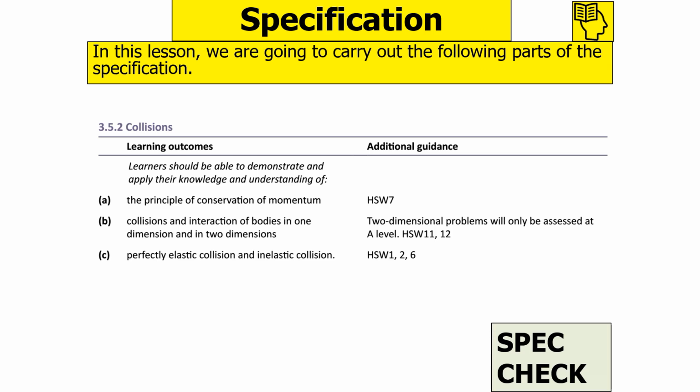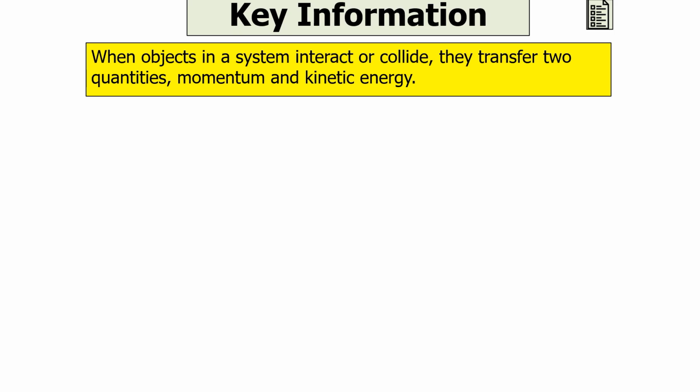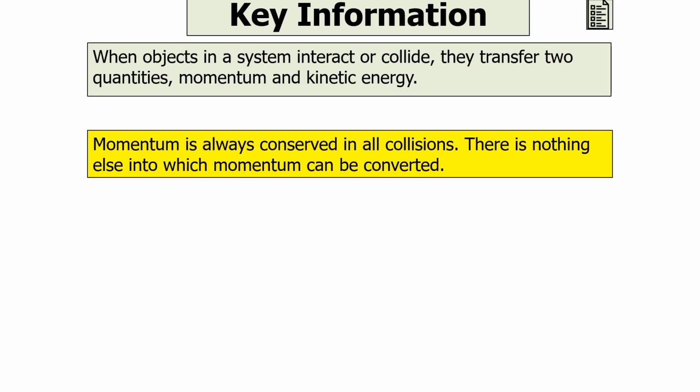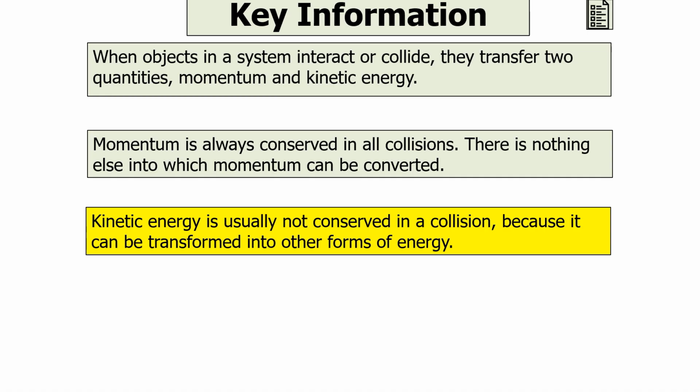So we're going to be looking at the following part of the OCR A-Level Physics specification: collisions, in particular perfectly elastic and inelastic collisions. Now, when objects in a system interact or collide, they can transfer two quantities, momentum and kinetic energy. Momentum is always conserved in all collisions. This is because there is nothing else into which momentum can be converted. But kinetic energy is not usually conserved in a collision because it can be transformed into other forms of energy.